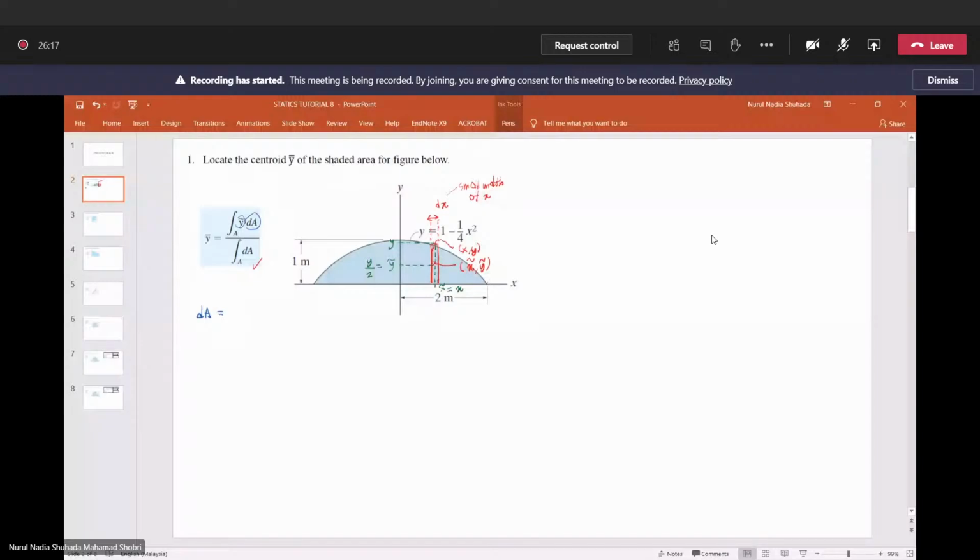And since it's already given here, the value of y is equal to 1 minus 1 over 4 x squared. So you just need to substitute the value of y into the equation here. So you get dA equal to 1 minus 1 over 4 x to the power of 2 dx. Okay, so we already settled this and this. Next, we do a simple one first. So we will find the bottom equation first.